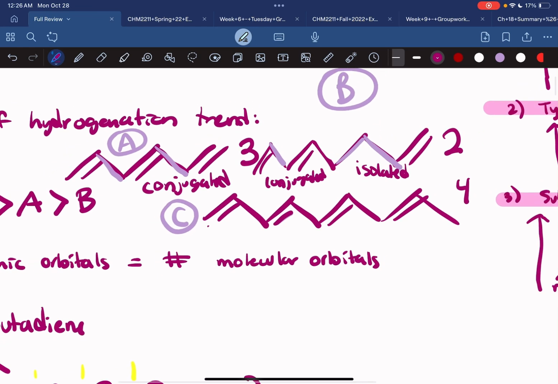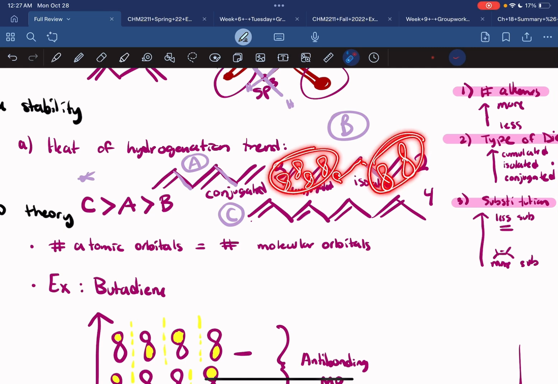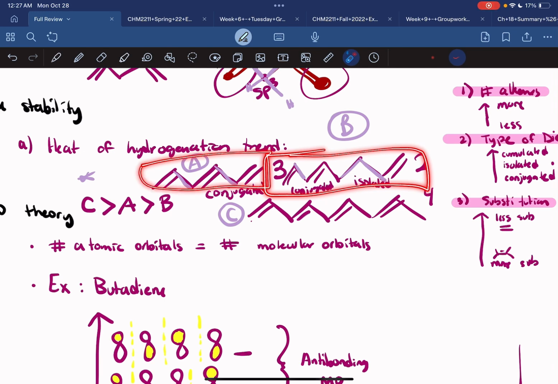So which one will win? Which one will have the lower heat of hydrogenation? In this case, it would be compound A, because compound B is less stable because it does not exhibit a continuous overlapping of p orbitals. As you can see, these overlap, but then these don't overlap with these. So this one would be less stable than this one, where all of its atoms have overlapping p orbitals. So compound B will have a higher heat of hydrogenation than compound A.